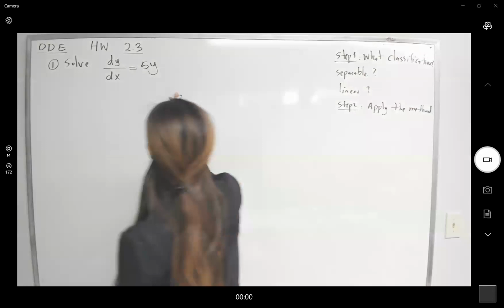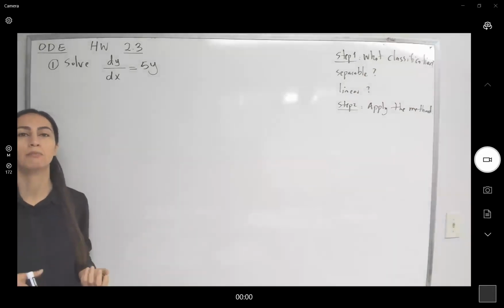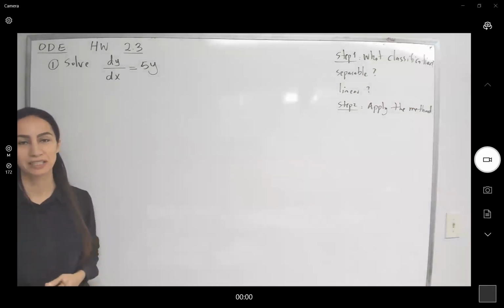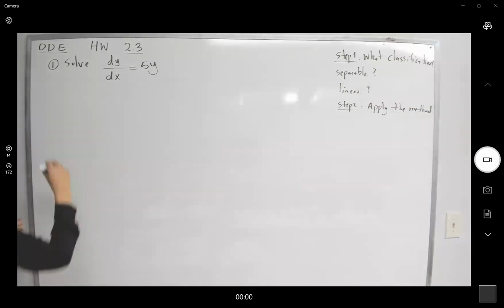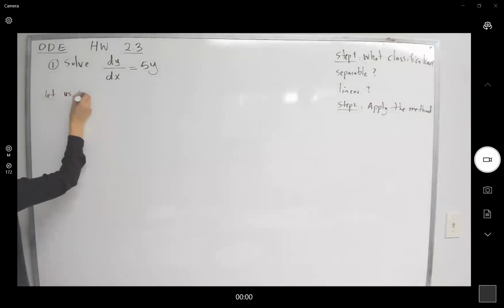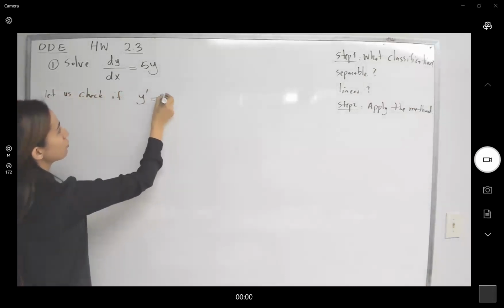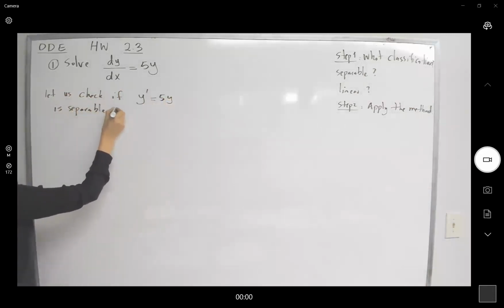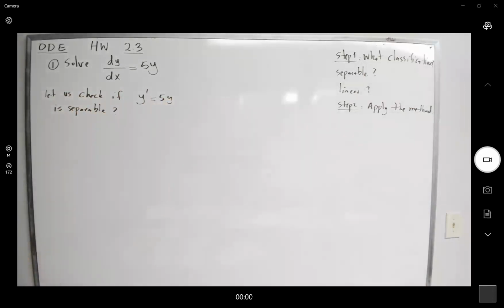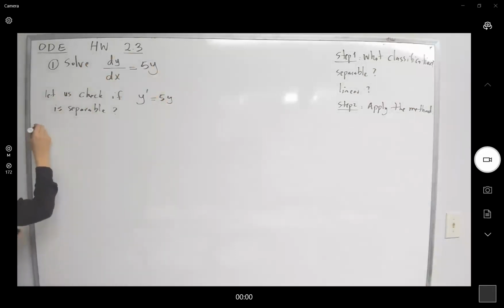Let's check to see if this guy is separable or not. Sometimes separable has a much easier and more direct solution, the method to solve this: integration of both sides. Let's check that. Let us check if y prime equals 5y is separable or not. Very good. So remember that we're going to have all y's on one side, all x's on the other side. So let's do a quick algebra.